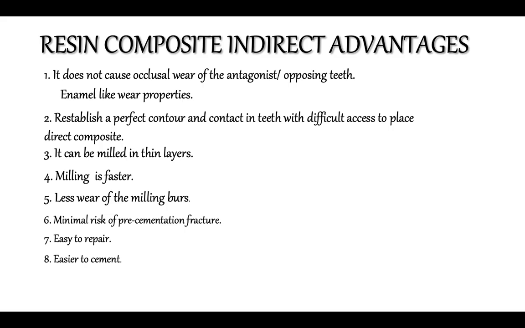One of the advantages of these blocks, being mainly resin, is that they can be milled in thin layers. Therefore, the milling is faster, and they are more conservative. You don't have to do a lot more reduction. You will have less wear of the milling burrs of your milling machine, which, when you have your own office, you will probably want, to save some money. So they have their indications. They're easy to repair because they're resin, and they're easier to cement because you don't have to do the whole protocol that you will learn at the end of this module.